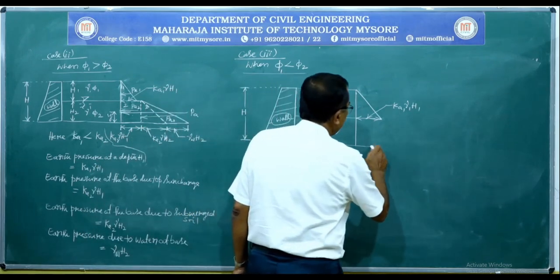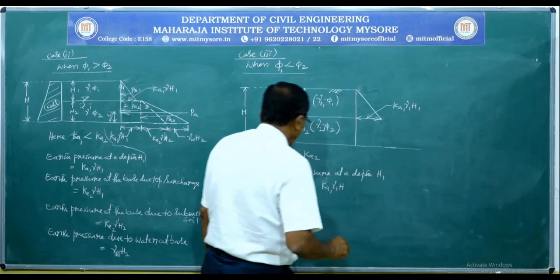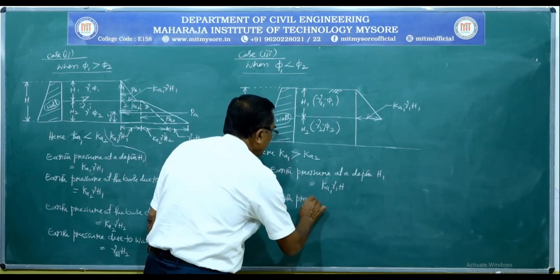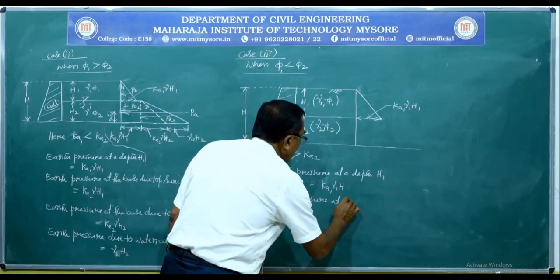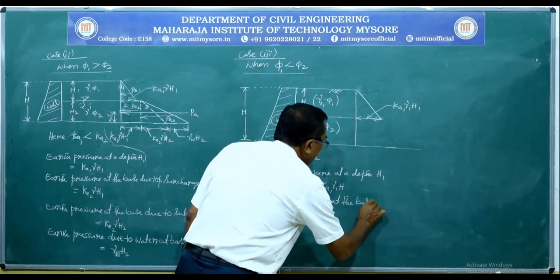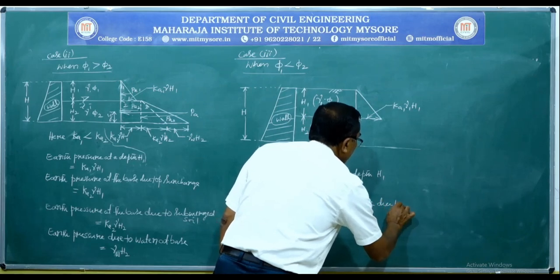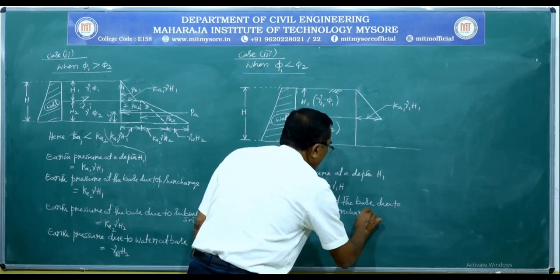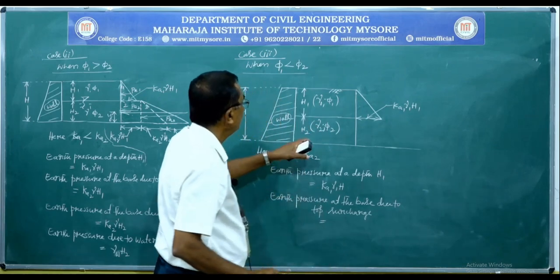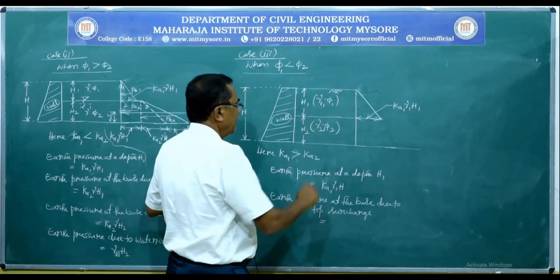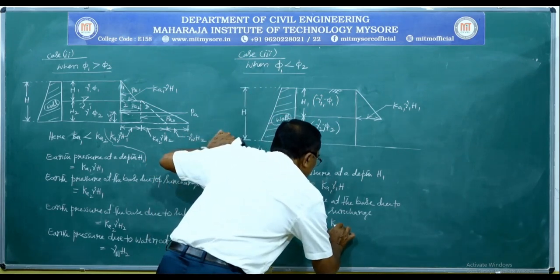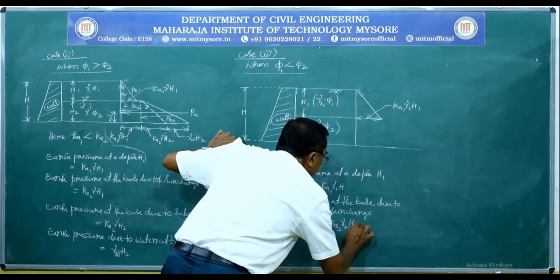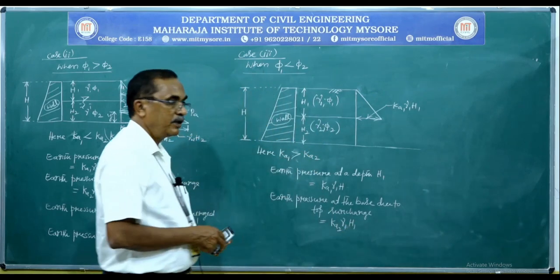Now, to calculate the pressure at the base of the wall, pressure at the base due to top surcharge is equal to, same as usual, Ka2 into gamma 1 into H1.